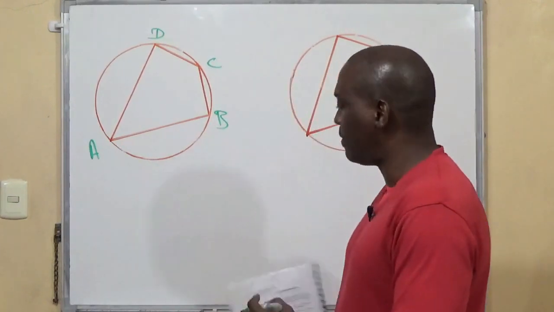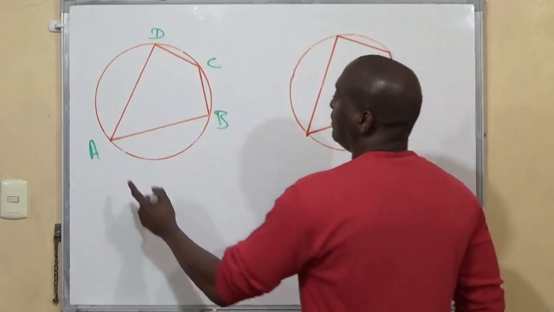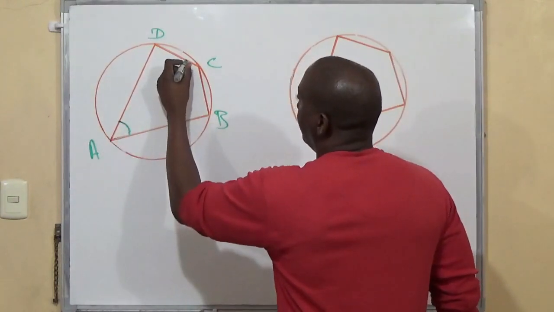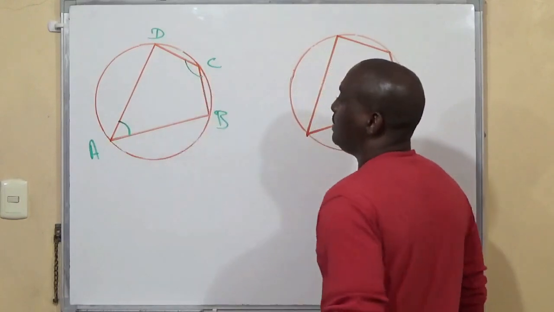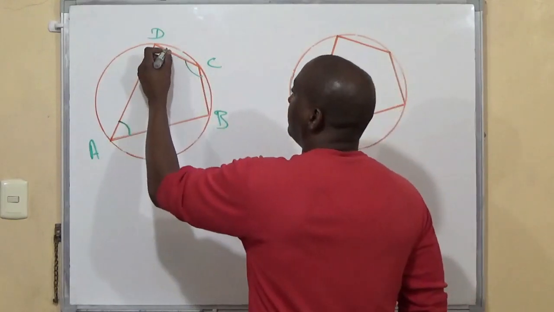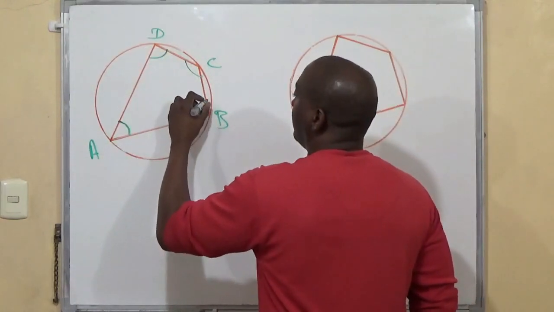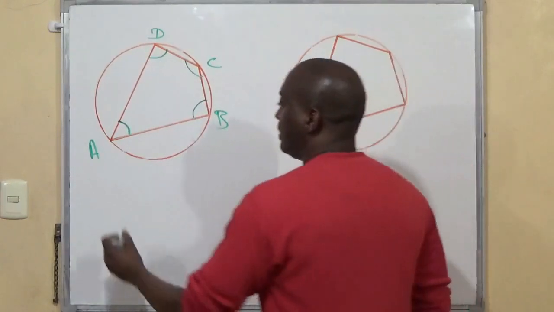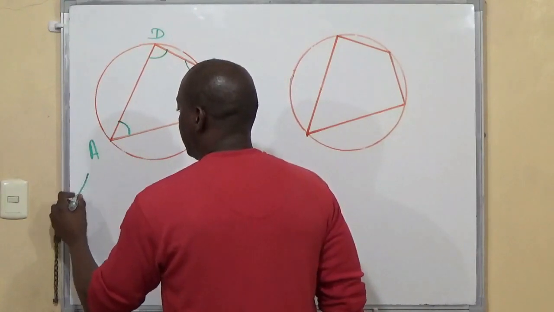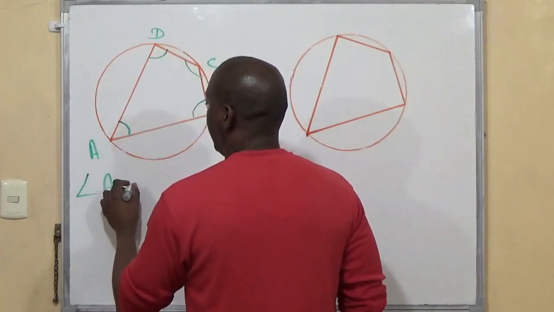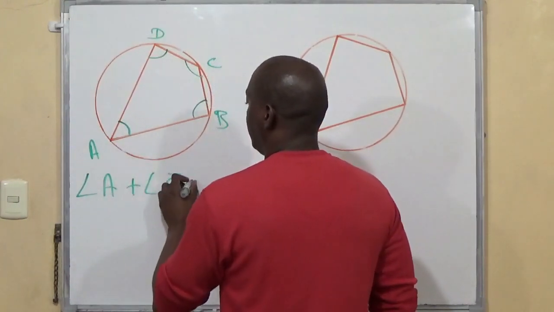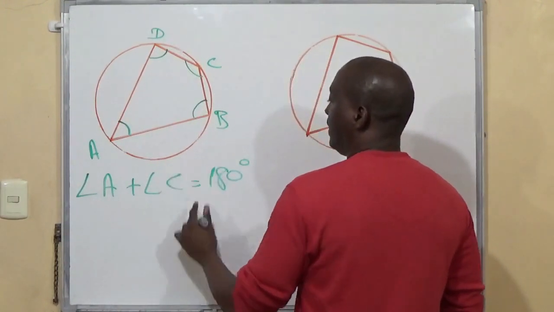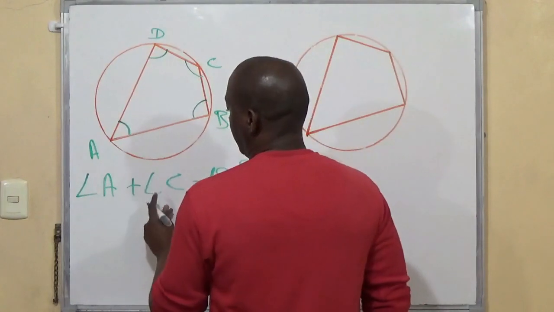And if you have a cyclic quadrilateral, it means that this angle here and this angle here are supplementary. It means that this angle here and this angle here are also supplementary. So in other words, angle A, and I'm using the notation now, angle A plus angle C is equal to 180 degrees.